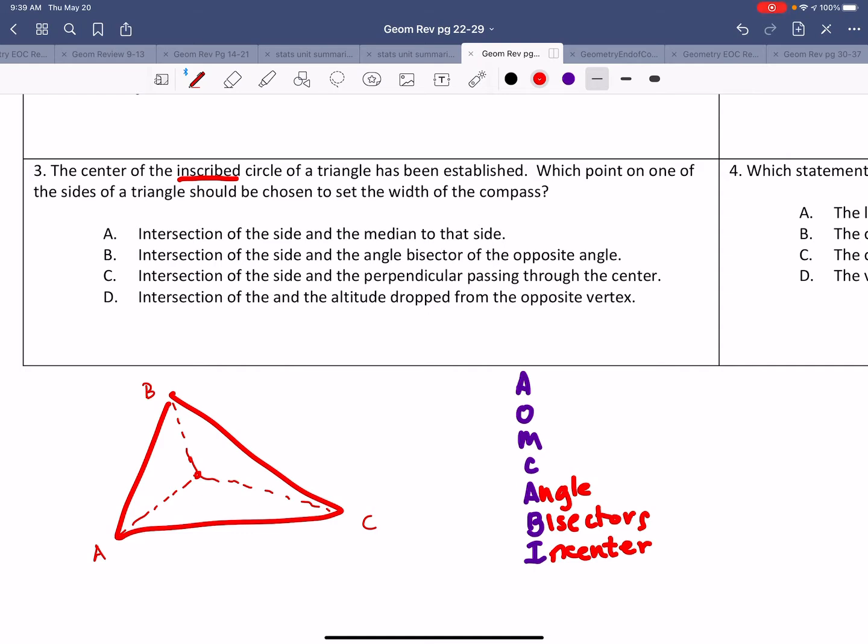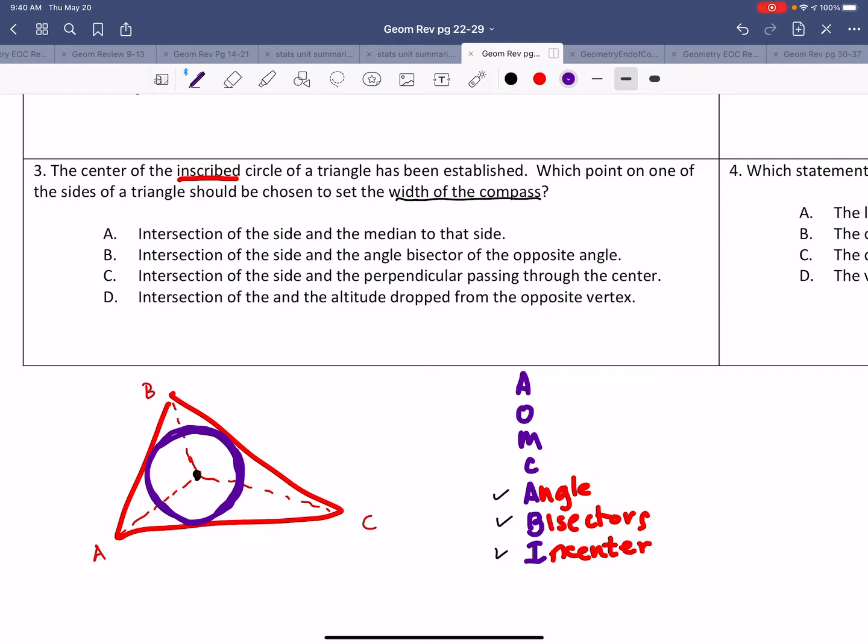So our question says, the center of the inscribed circle has been established. So they've done the angle bisectors. They've found the incenter. Now it said which point on one of the sides should be chosen to set the width of the compass. So if a circle is going to fit inside of here, something like this, right? Now, let's make that a little bit bigger here. So it should touch, right? The circle fits perfectly inside.